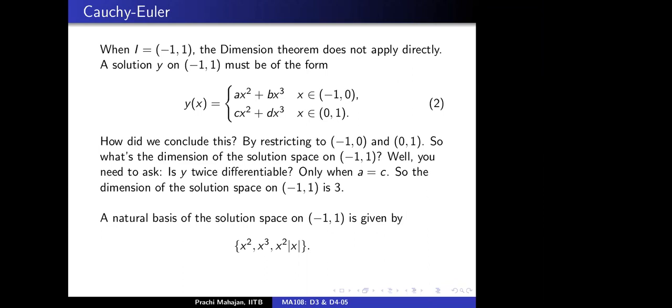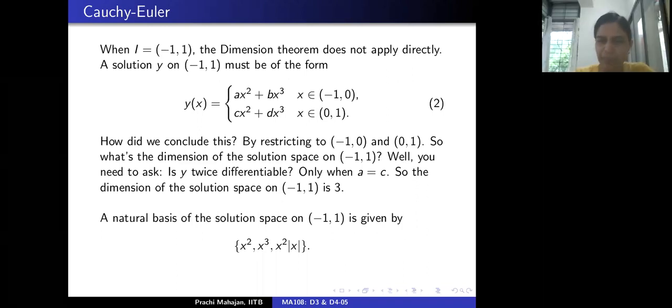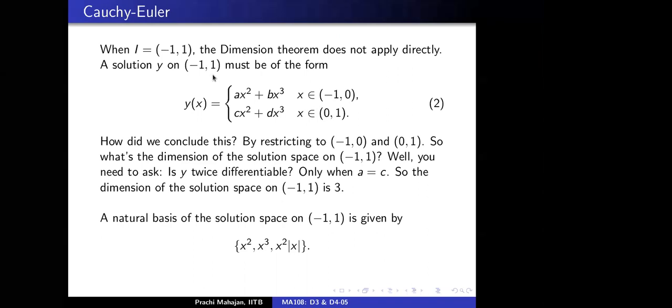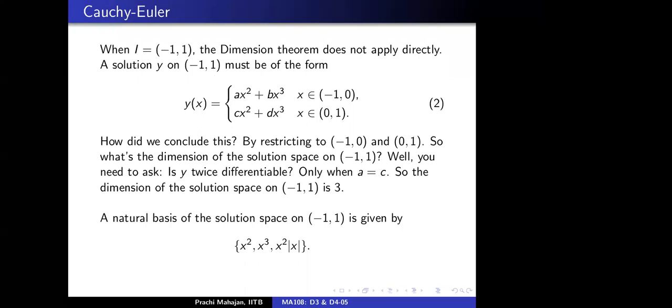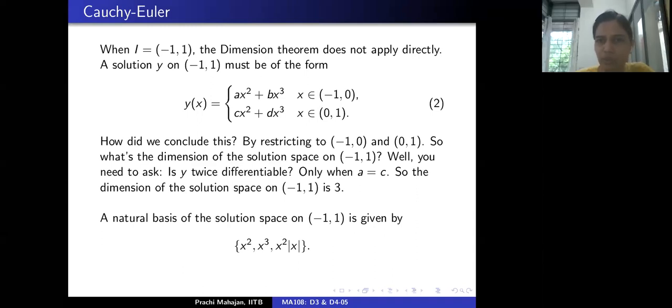Ma'am, in this case the dimension of the solution space is not coinciding with the order of the homogeneous equation. Right. But see, the interval we are considering here is -1 to 1. The theorem applies only if the coefficients P and Q are continuous on that interval. Over here, P and Q fail to be continuous at 0, which belongs to the interval -1 to 1. So the theorem does not apply in this example if we focus on the interval -1 to 1.